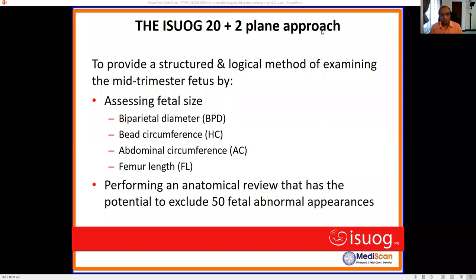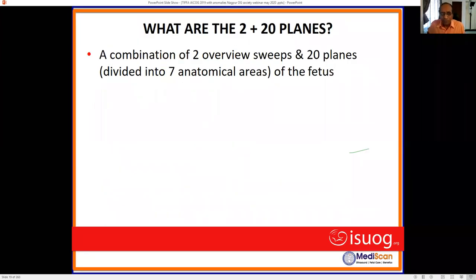It is mainly meant to provide a structured and logical method of examining the mid-trimester fetus by assessing fetal size, by performing an anatomical review that has the potential to exclude 50 abnormal appearances. So by doing this approach, we can exclude 50 anomalies, and I'll tell you what those anomalies are as we go by. Now, what are the 2 plus 20 planes?